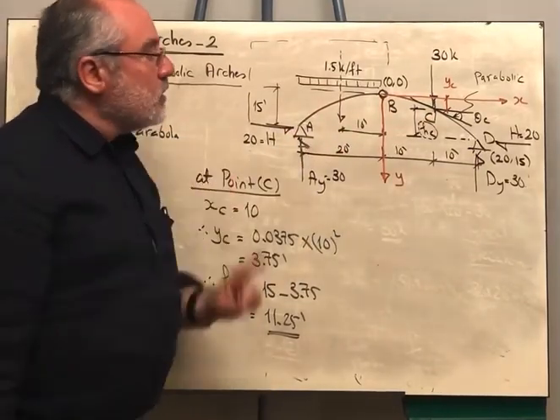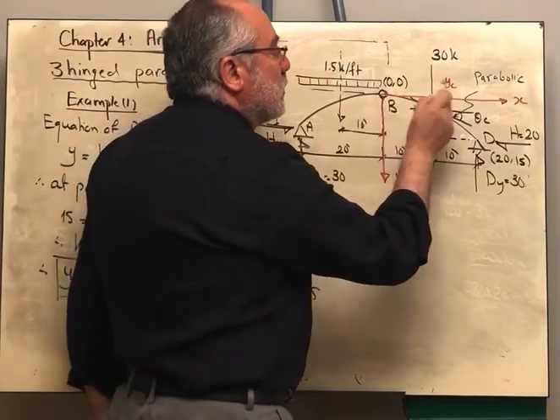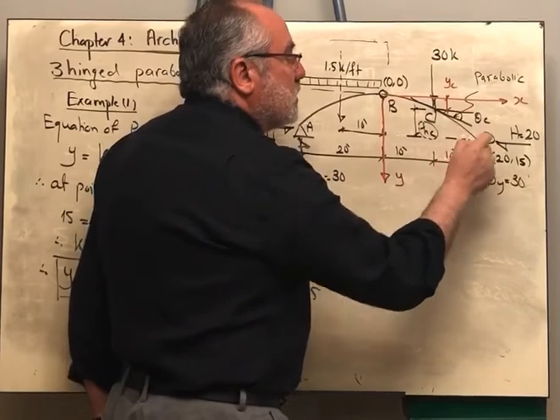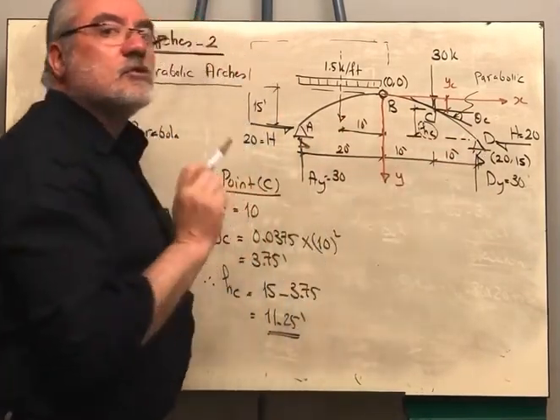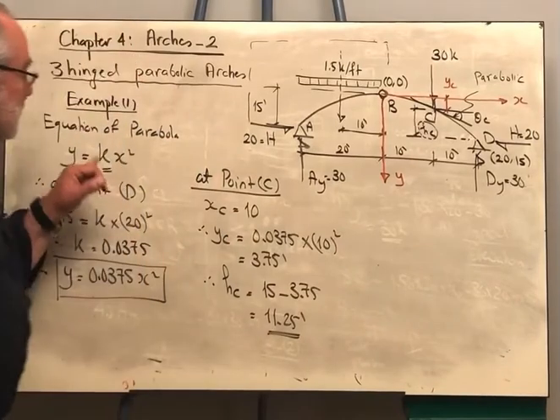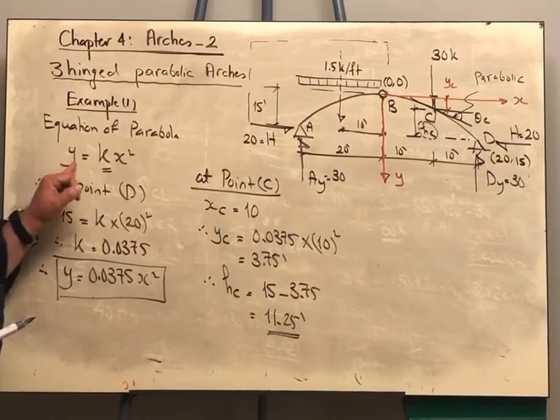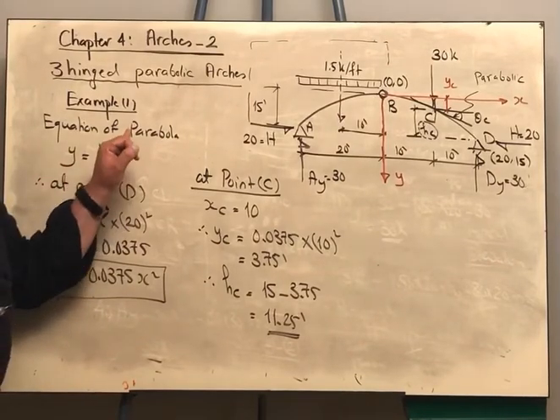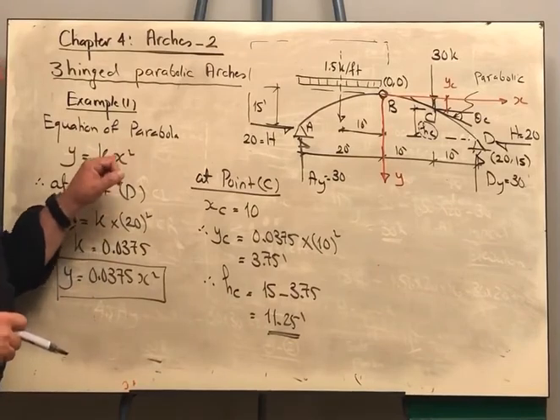Okay? Remember, this is not linear. You cannot say that this distance over this distance equals this over that, because it is not a straight line, it is a curve. So the equation is y is equal to some constant times x squared. If it were linear, then y is equal to k times x to the power of 1. This is the equation of a straight line. But this is a parabola, so it is x squared.